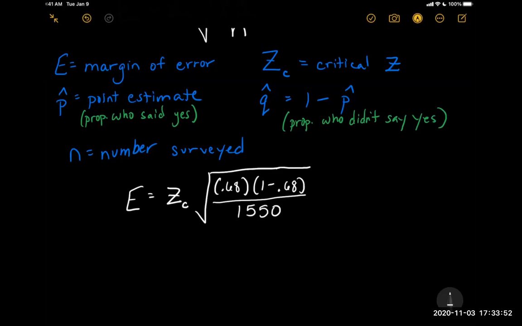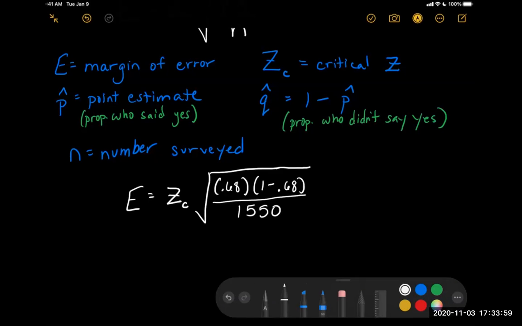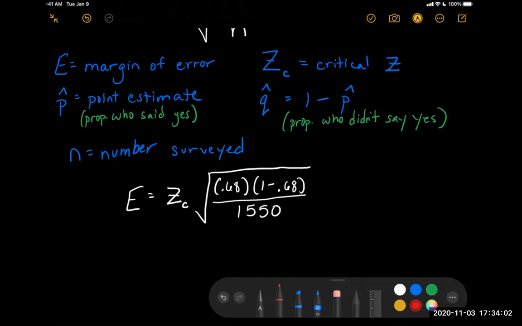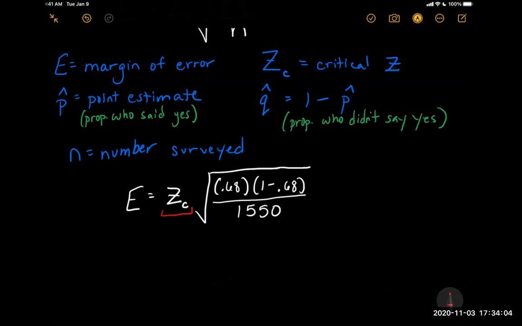Now we almost have enough information to figure out the margin of error. As a matter of fact, we're really only missing one thing, only one number, to figure out what the margin of error is, and that is this critical Z here. What is the value of critical Z? And the answer, as you should have learned last Thursday, I hope, is that it depends on how confident you want to be in your answer. How sure do you want to be about your answer?